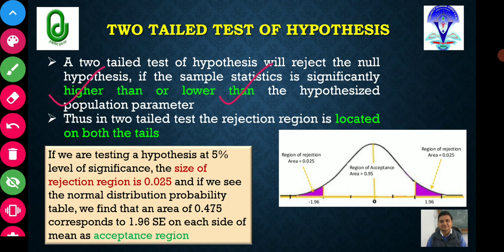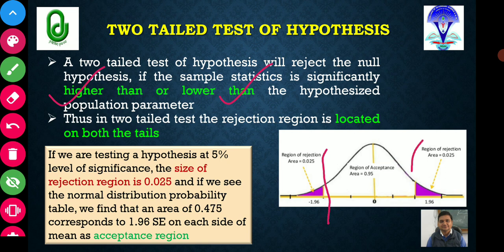So you have calculated the value 1.96 into standard error. If it is a two-tailed test, then you have to add and subtract it from the population parameter. The population mean was 40. So you have to subtract 40 minus 3.92, and add 40 plus 3.92. So you get the values 36.08 to 43.92.